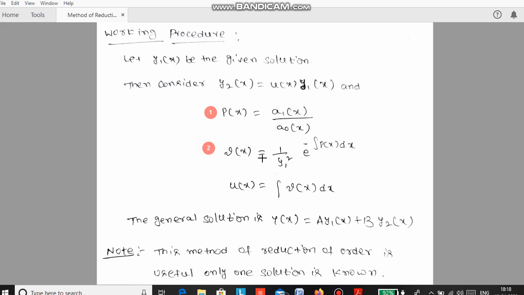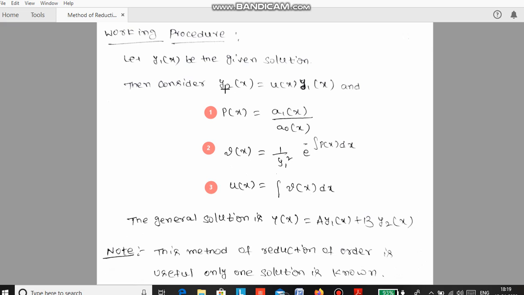Next we have to find the second one, v of x is equal to 1 by y1 square into e power minus integral p of x dx. Here we know the value of y1 of x and we know the value of p of x. Next, finally, we have to find the value of u of x.